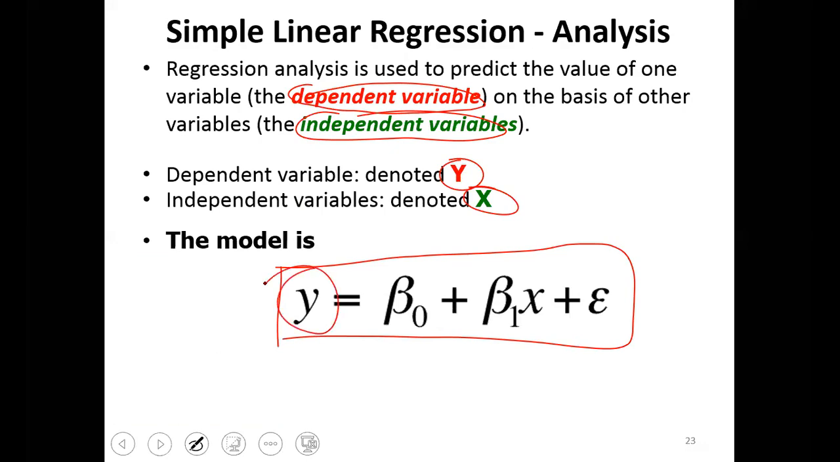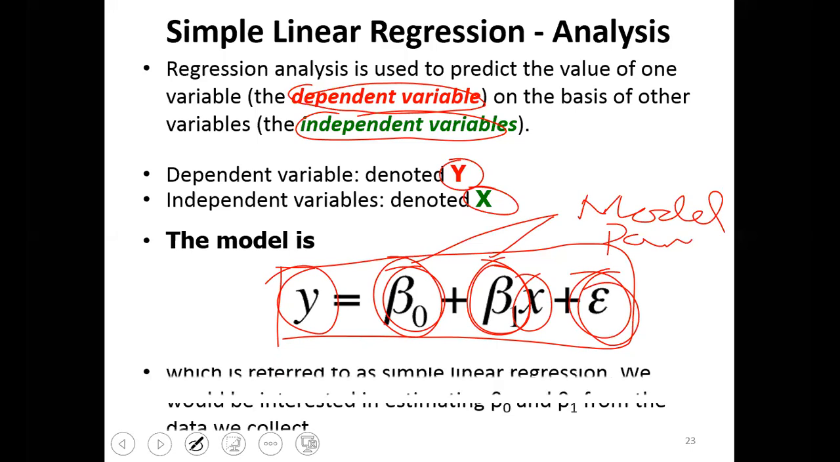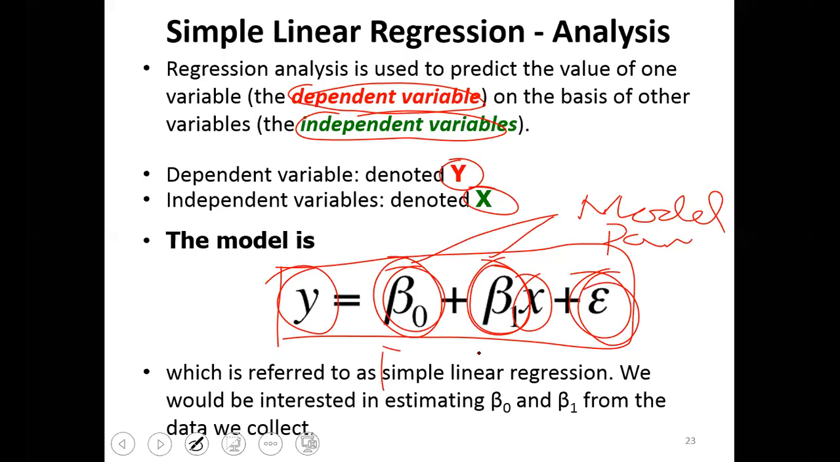So this is the observed value. These two are model parameters. These are constant values, two constant values for a given data set. This is the x variable, this is the error term. If time permits, we will talk about error terms at the end today. This is what we refer to as the simple linear regression.